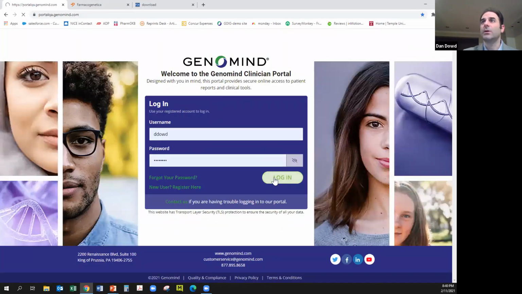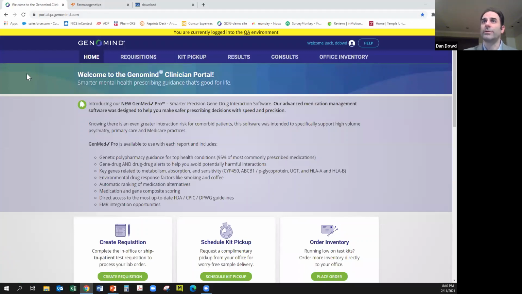Okay, so when you log into your clinician portal, this will be your landing page right here. All you need to do is click on results, and from there, you will see a list of your patient's names. Click on a patient name, and it will bring you right to GenMed Pro. You can view a report from there. You can schedule a consult from there. This is where you want to spend most of your time, in the results section right here.